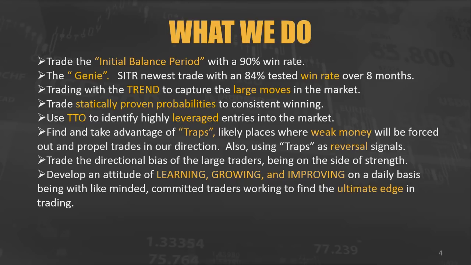We're going to talk about why we trade with the trend and how to identify the trend, and how we use TTO to figure out the best spots to try to get into the market. We trade statistically proven probabilities to assure our winning. Now, I'm going to repeat that because I want you to get this. We trade statistically proven probabilities to assure our winning.